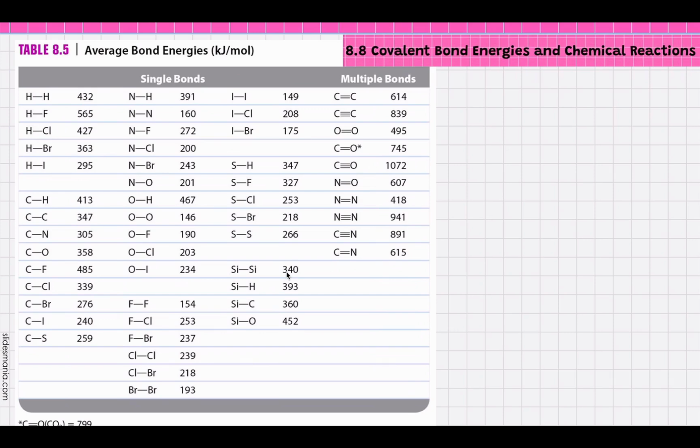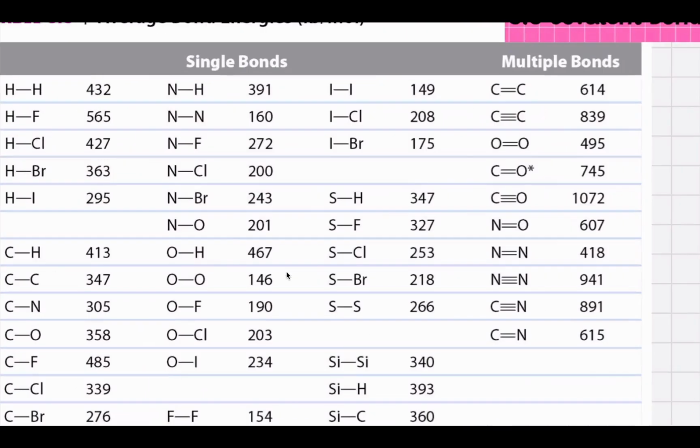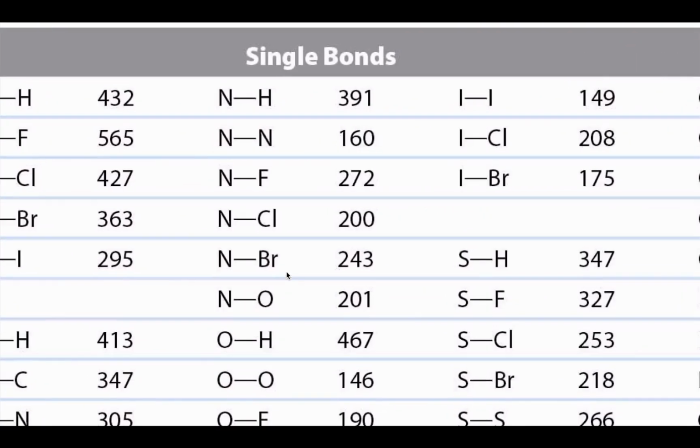A couple things to notice here. These are all positive values. So these are all the amount of energy in kilojoules to break 1 mole of this type of bond. So they're in kilojoules per mole.